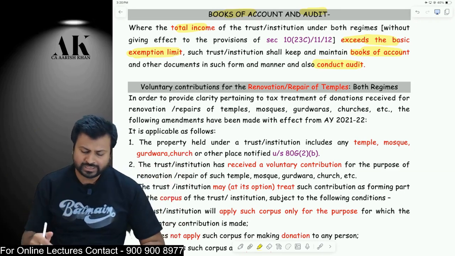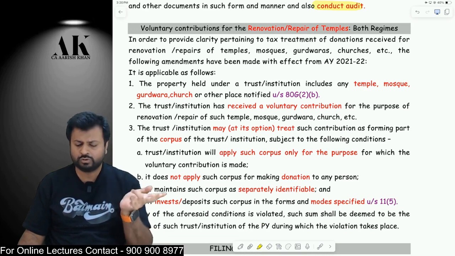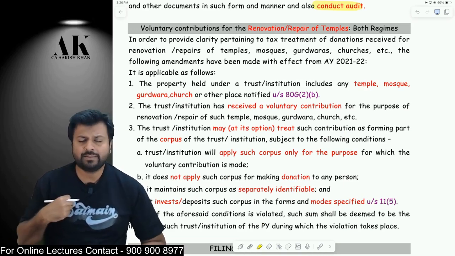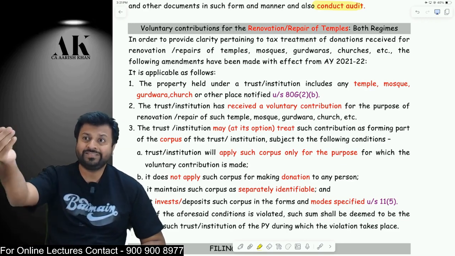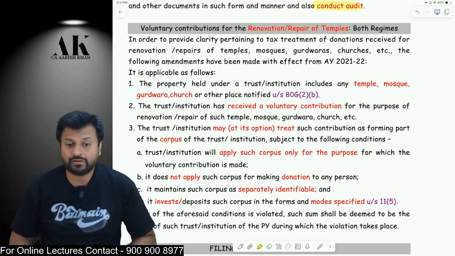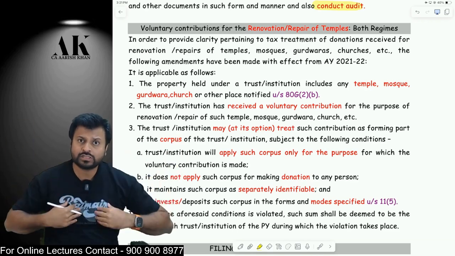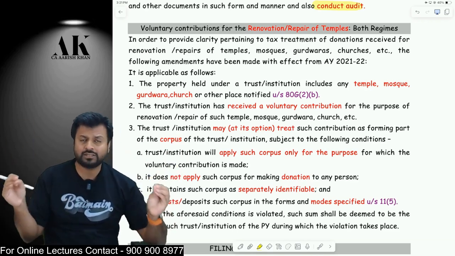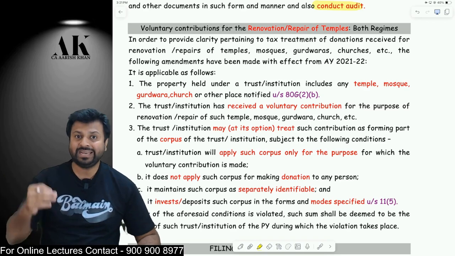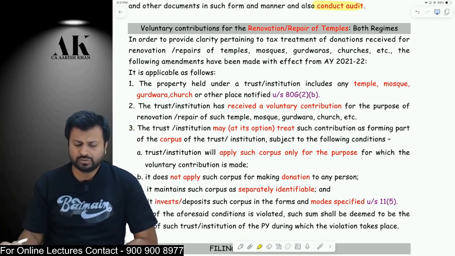Okay. Now, the next provision is only for religious places like temple, mosque, church, gurudwara, etc. They have been given one option by the government of India: if there is any temple, church, mosque, or gurudwara receiving any voluntary donation for the purpose of repair and renovation, listen carefully. I am a temple, church, mosque, or gurudwara, and I am receiving some voluntary donation for repair and renovation. Then in that case, I have an option that I can treat that money as a corpus donation, and I can claim exemption subject to the conditions of corpus donation.